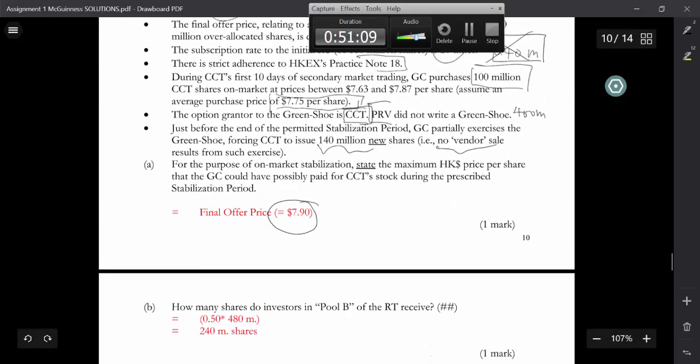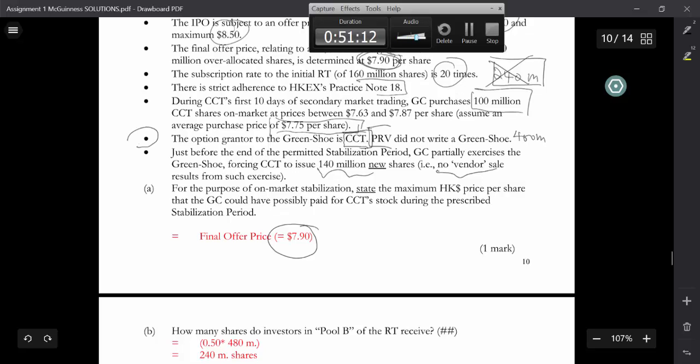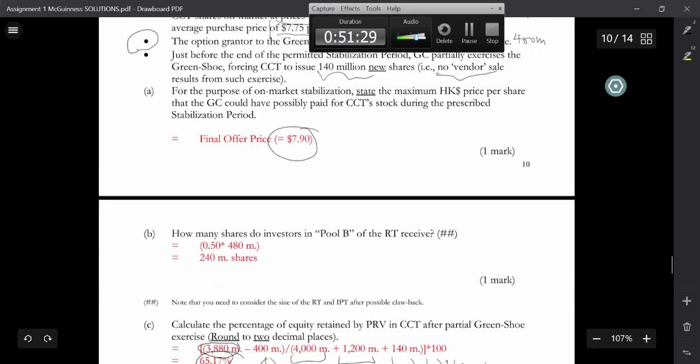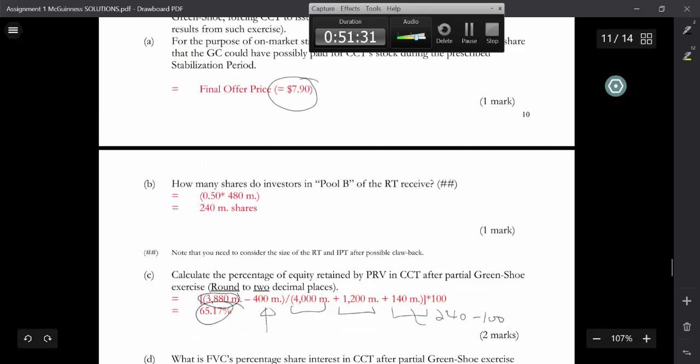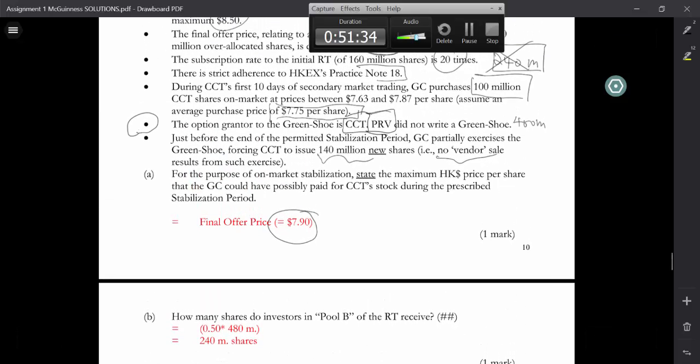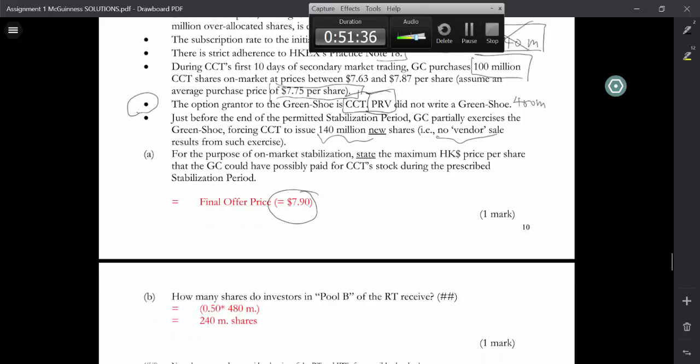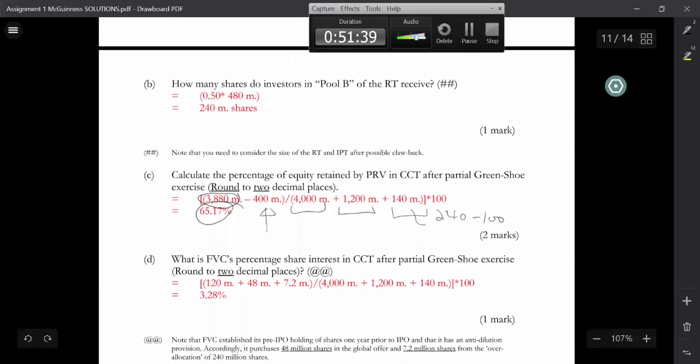I think one very key point actually is this point. The option grantor, the over allocation will be covered by CCT. It will not be covered by PR, because if you don't pay attention to this, you're going to get it wrong here. You don't know who is losing the additional shares. Exactly, or who is going to supply the additional 240, which turned out to be 140.